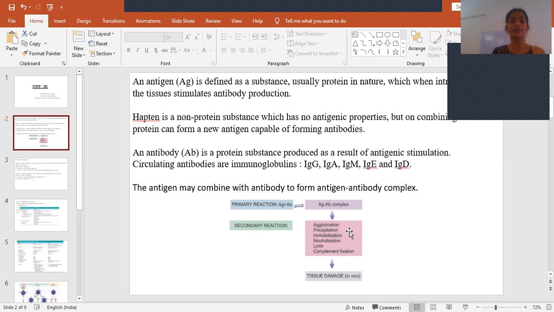It includes agglutination, precipitation, immobilization, neutralization, lysis, and complement fixation. So this antigen antibody complex will undergo these kinds of reactions, and finally it causes tissue damage. So this is all about antigen, antibody, and how antigen antibody complex formation occurs.